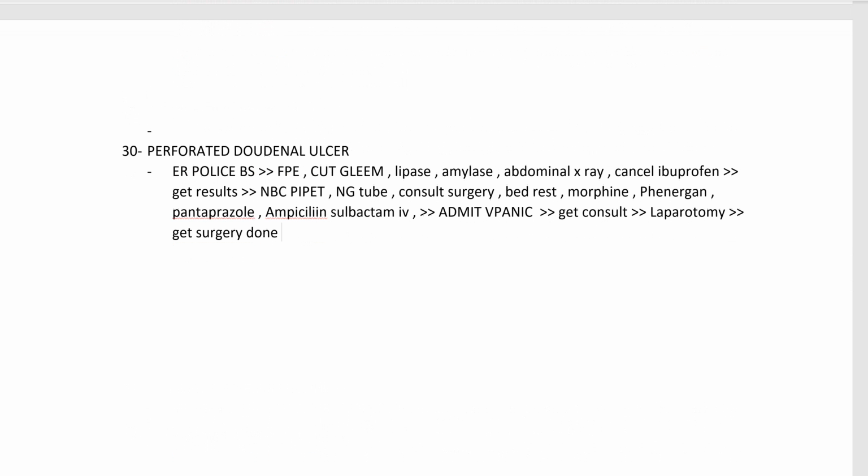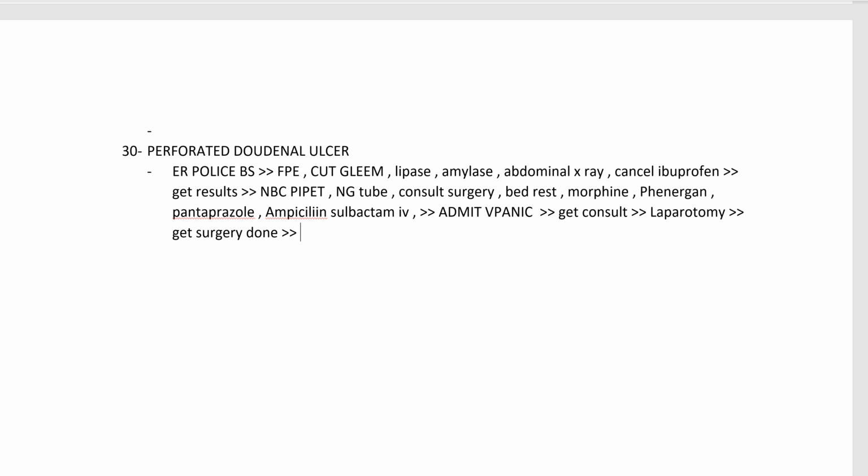Wait, let me go over that again, please. When you order abdominal X-ray, it gives a couple of options: acute abdominal series, abdominal X-ray. Which one do you choose? Just the regular abdominal X-ray. That's just one picture. No need for series or anything. You're just looking for air under the diaphragm. That's it.